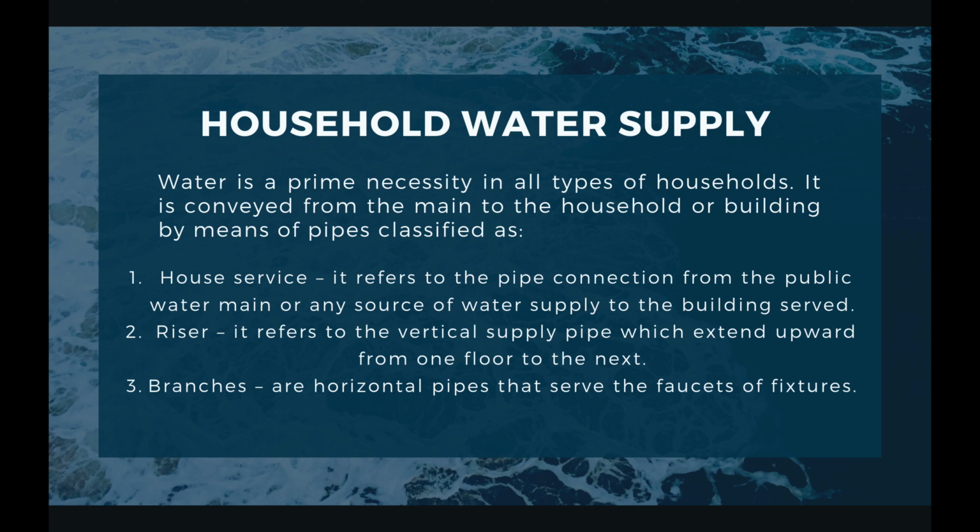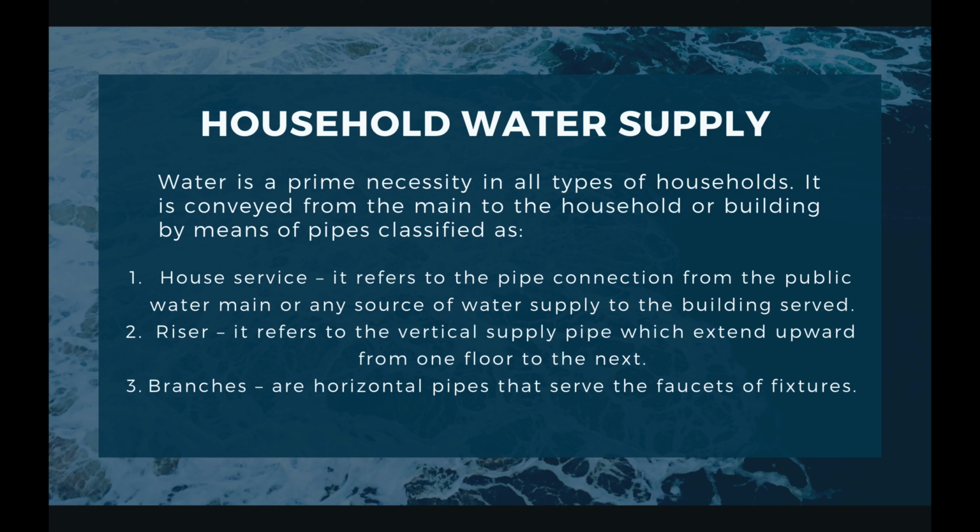So it is conveyed from the main to the household or building by means of pipes, classified as house service. This refers to the pipe connection from the public water main or any source of water supply to the building served. So this is the type of household or building pipes that we commonly see in our houses.